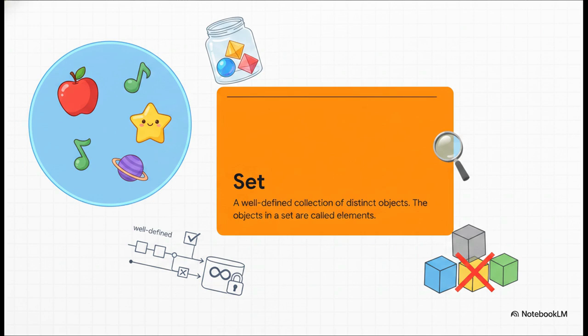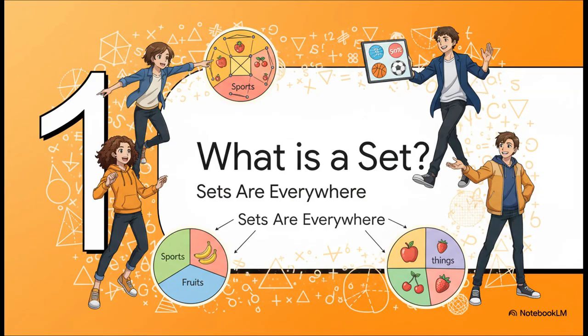Now, there are a couple of key rules here. A set has to be well-defined, which just means you have to be able to say for sure if something is in the set or not. And the objects have to be distinct, which is a fancy way of saying no repeats. So the big takeaway here is that sets aren't just some weird, abstract math thing. Nope, they're a tool you already use every single day to organize your world. All math does is give us a super clear and precise language to talk about it.